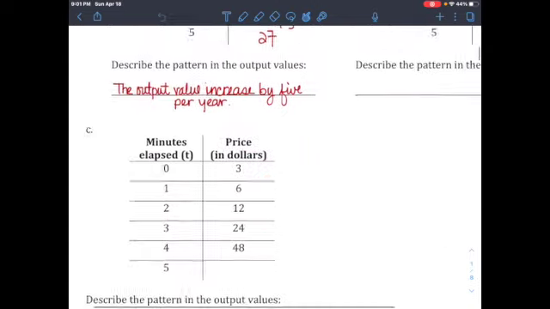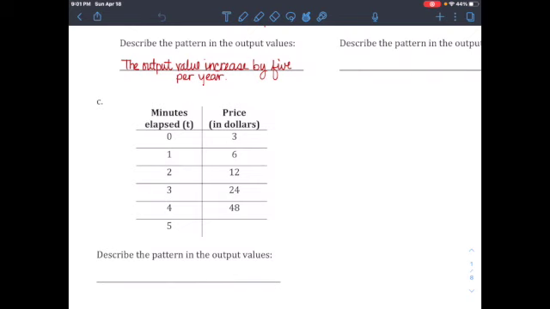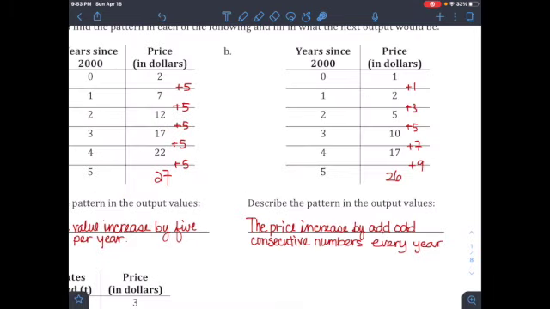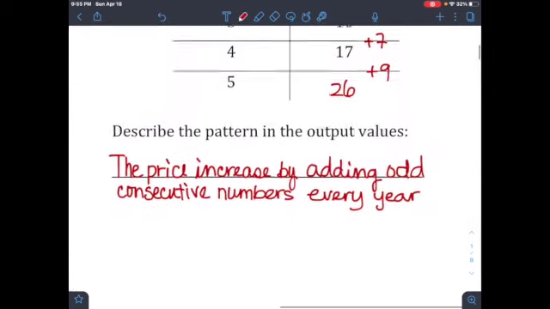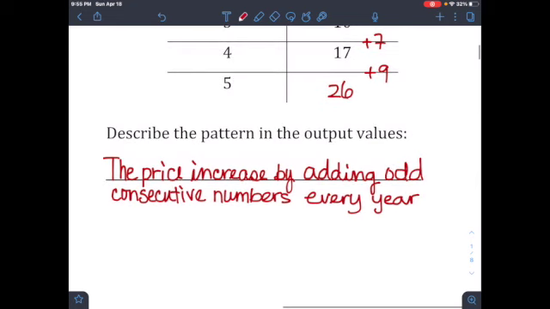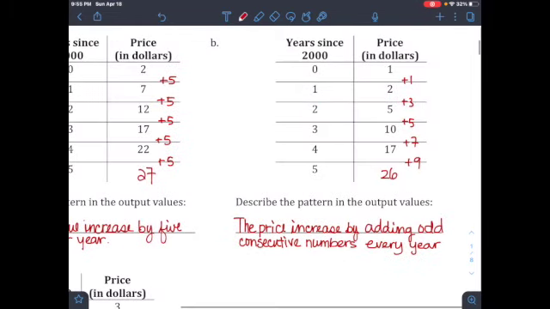Try example 1B and 1C, and we will discuss the answer when you finish. So for example B, year since 2000, price in dollars. If you look at the pattern, 1 to 2 went up by 1, 2 to 5 went up by 3, 5 to 10 went up by 5, and so forth. So it went up by odd numbers. For letter B, when they say describe the pattern in the output values, I said the price increased by adding consecutive odd numbers every year. So the first year you add 1, and then the second year you add 3, and so forth. The one we want to find is actually adding 9.